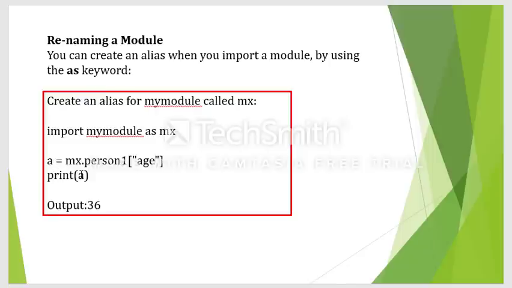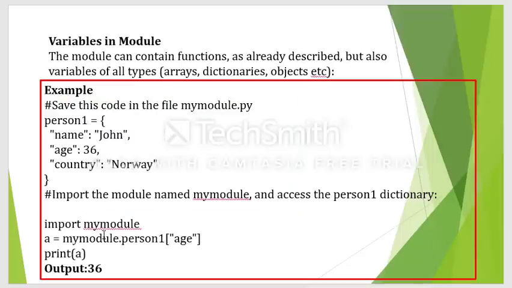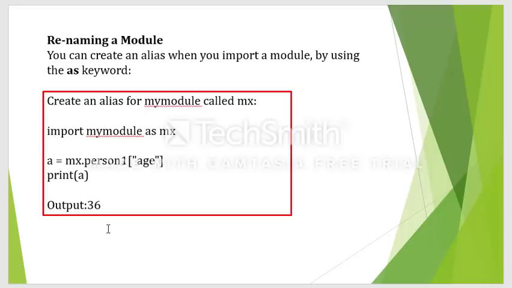So here I am using the same example, the previous example, but instead of mymodule I am using mx, because I have renamed mymodule as mx. So that's why I am using mx.person1 of age. Similarly, the same output we got in the previous slide will be displayed here. So you remember that renaming of a module can be done with a keyword called as.